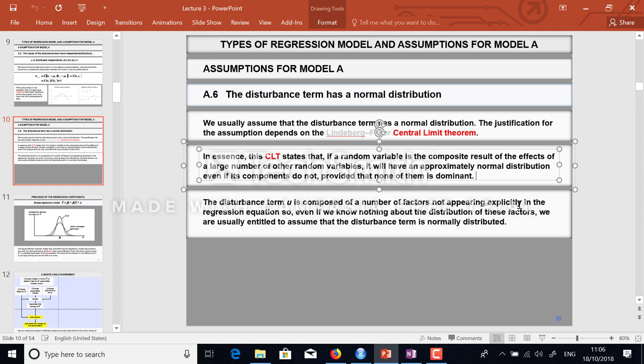OLS, beta 0 or beta 1? Both betas usually, because both of them are a function of x and y is a function of u. U being normal means y normal, means x normal, means beta is normal. So that's the composite structure here.